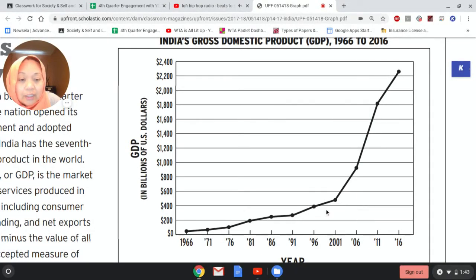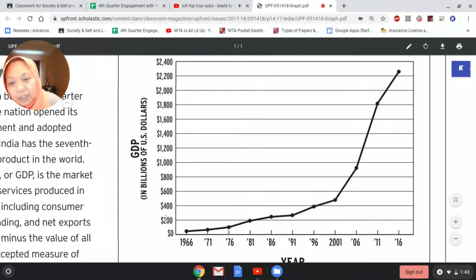And then if you can see, there was a huge jump from 2001 to about 2006. So there was a big jump. And in 2001, what was it? Like between 400 and 600, but less than 500. Do you guys see what I'm doing right here? I'm looking at this side of the graph, which is in billions of US dollars. So this is in the billions, all right? So when we're looking at it, it's not just $50, it's actually 50 billion. So in 1966, it was 50 billion.